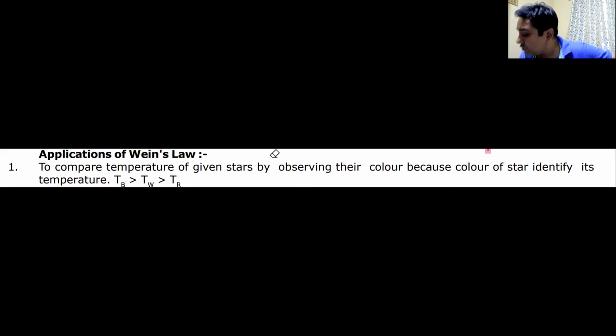Applications of Wien's law: to compare the temperature of given stars by observing their color, because the color of a star identifies its temperature. If I see a blue star, a white star, and a red star, looking at the color of the star, I could tell you what the temperature of that star is. Do we understand this? Can I have some raised hands that we can use Wien's law in finding out the temperature of a body by looking at its color? I'll give you a minute to note this down.